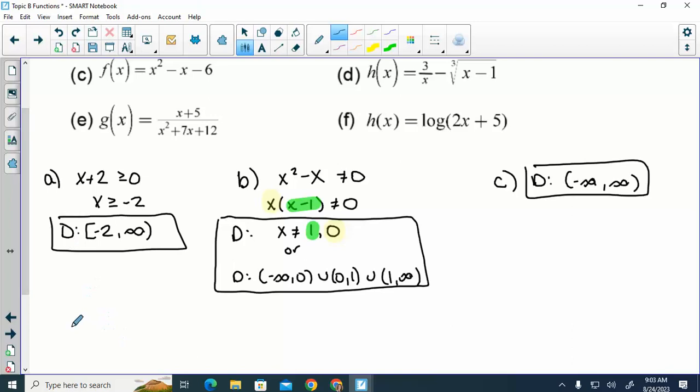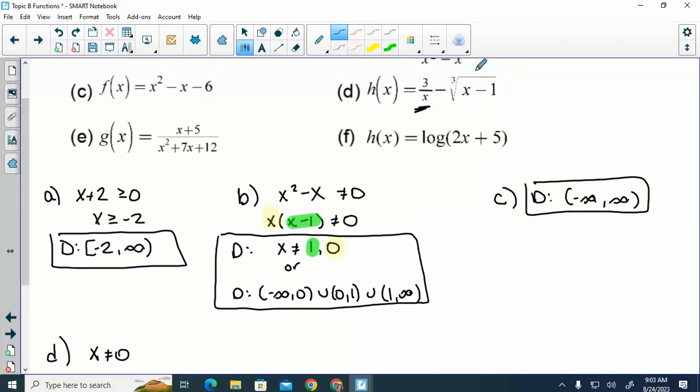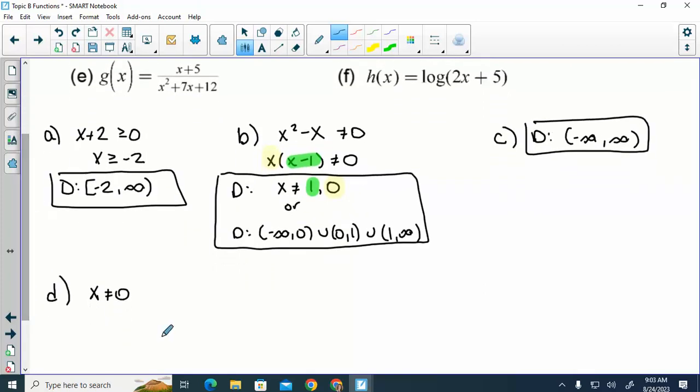All right. D. We have a few things here. So let's start here. This 3 over x. What do you know about that? It's a fraction. So the bottom cannot be 0. Okay, then I have a cube root. Do we have to worry about cube roots? No. Odd roots can be anything. So the only thing I have is x cannot equal 0. So how would I write that?